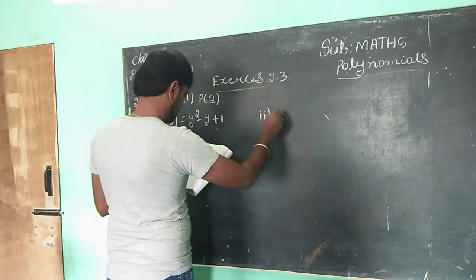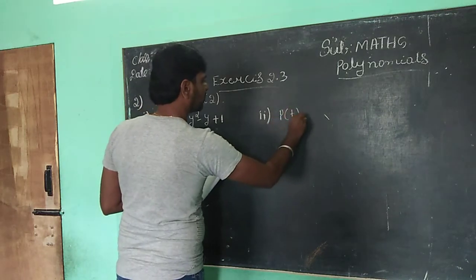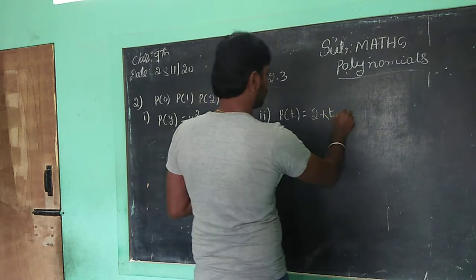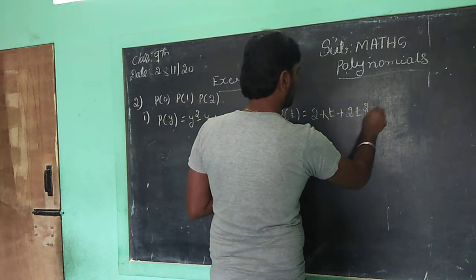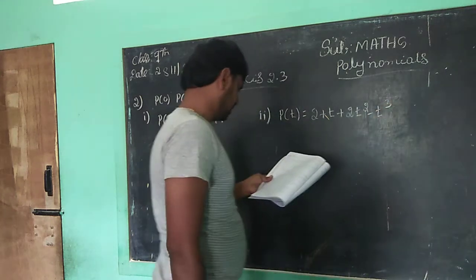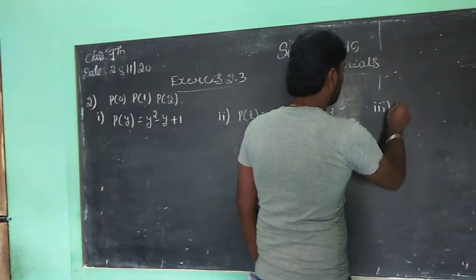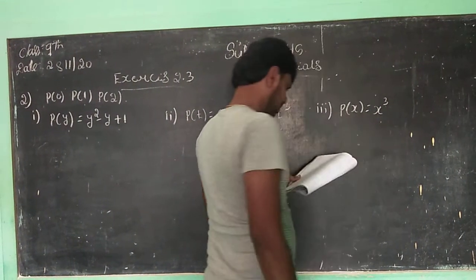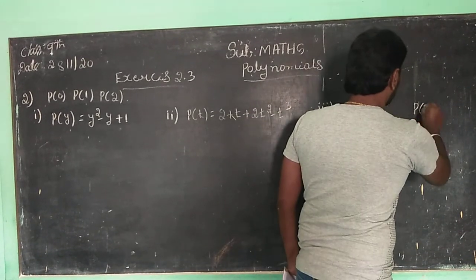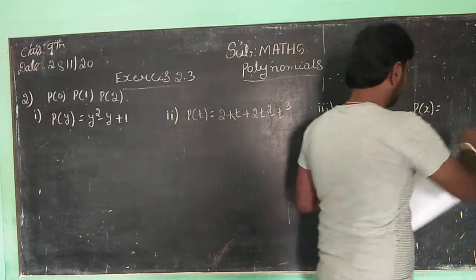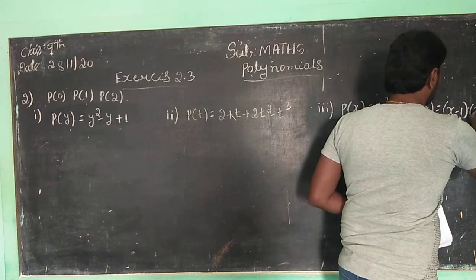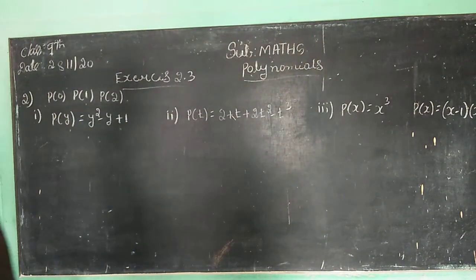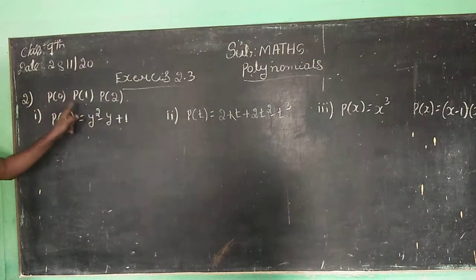Next, the second question: p of t is equal to 2 plus t plus 2t square minus t cube. Next, the third question: p of x is equal to x cube. And the fourth question: p of x is equal to x minus 1 into x plus 1. Children, now we want to find p of 0, p of 1, p of 2.